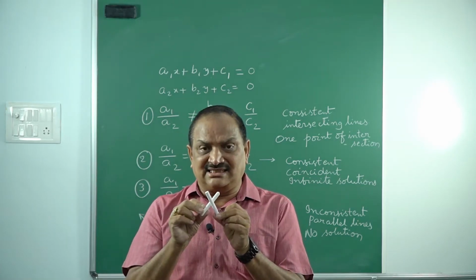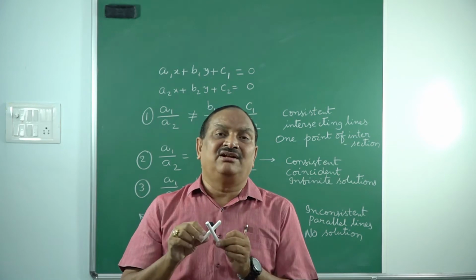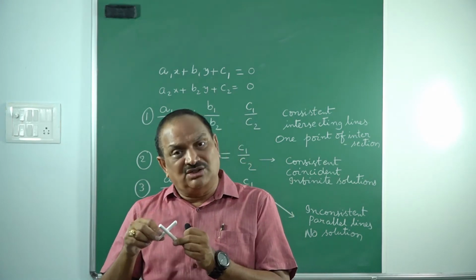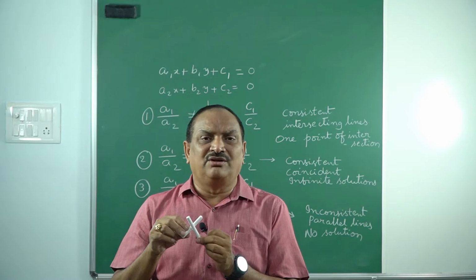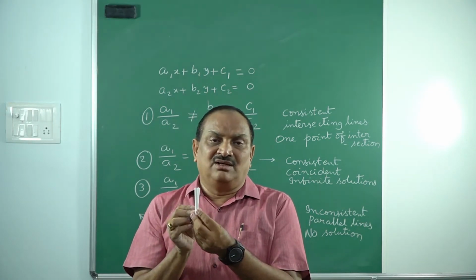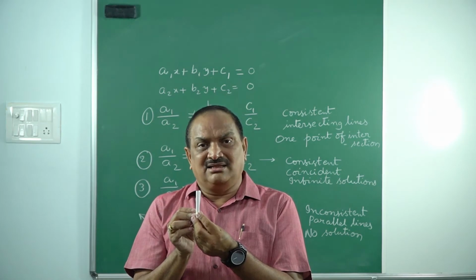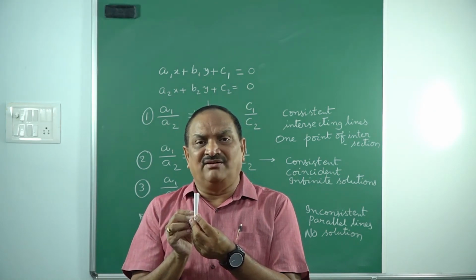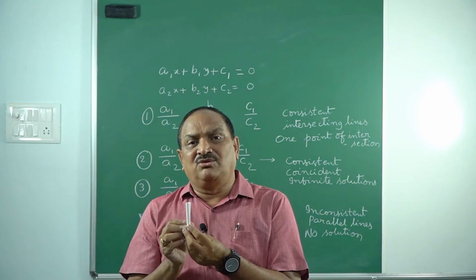First case, we said intersecting. Second case, if A1 on A2 is equal to B1 on B2, it's also equal to C1 on C2. You're not giving me two different lines. You're giving me the same line, a coincident system. Consistent, but there is no second line there. It's only one line. The second line you are talking about is the same as the first line.